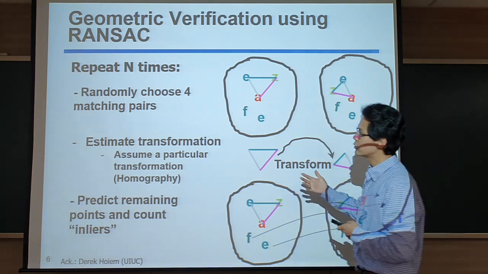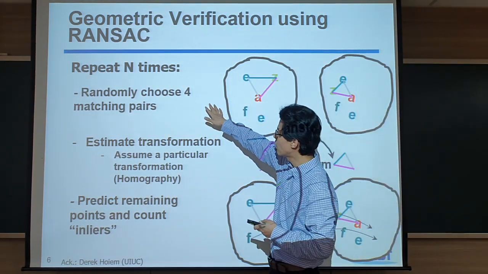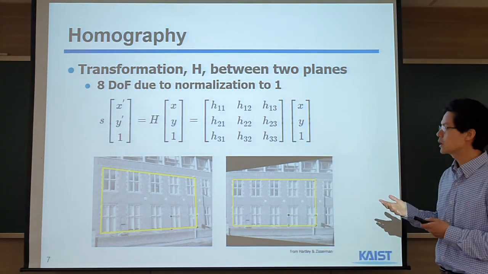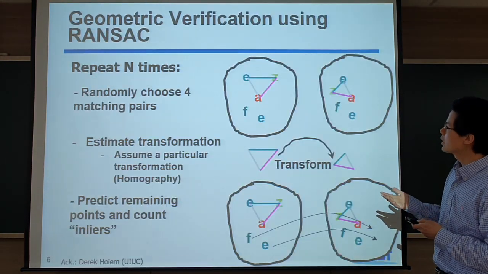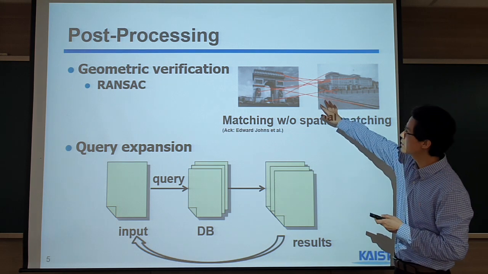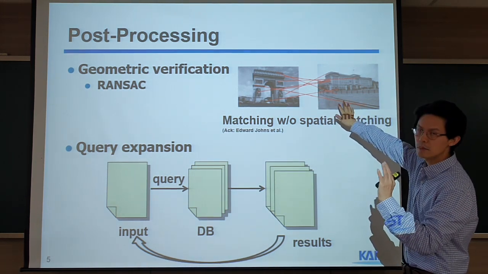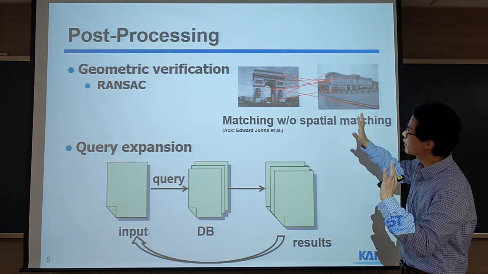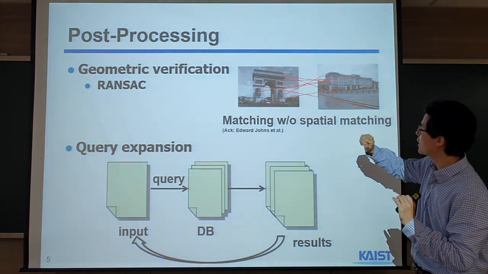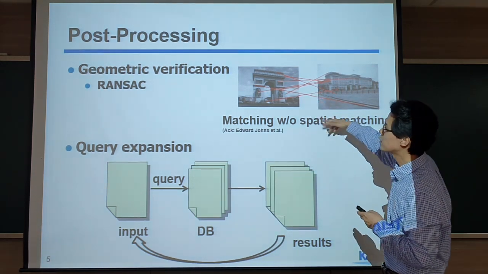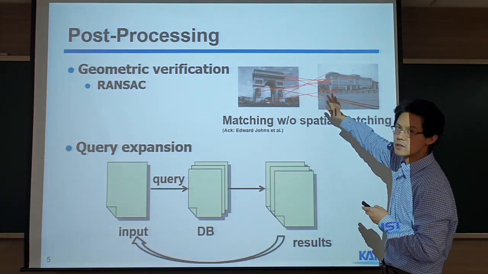But in that case, you need to choose a larger number of matching pairs. So for example, if we apply RANSAC here, you can see that even though there are many matching pairs, you cannot identify a good transformation that explains the two images with many inliers, right? And then you can see that okay, these may not be matching images.